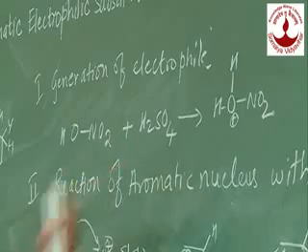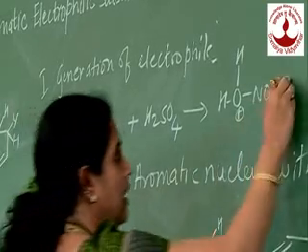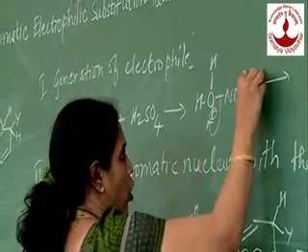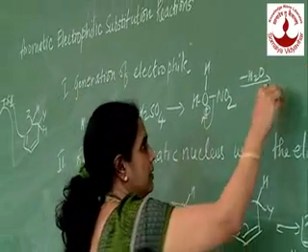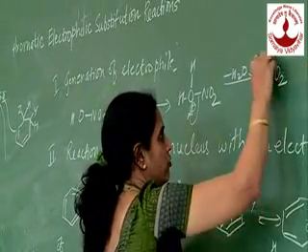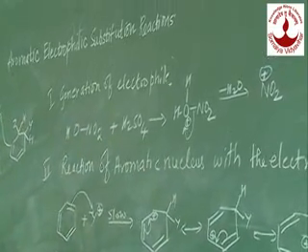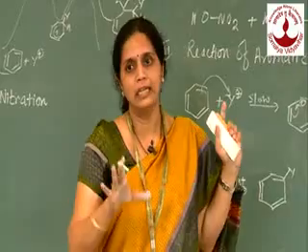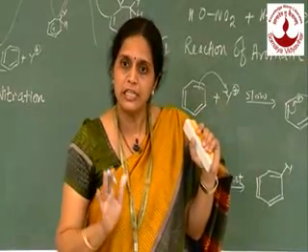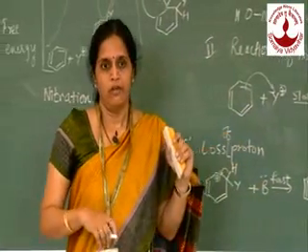This is the protonated nitric acid. Immediately a water molecule is lost and nitronium ion is formed. So the role of sulfuric acid, concentrated sulfuric acid in a nitrating mixture is essentially to facilitate the formation of nitronium ions.